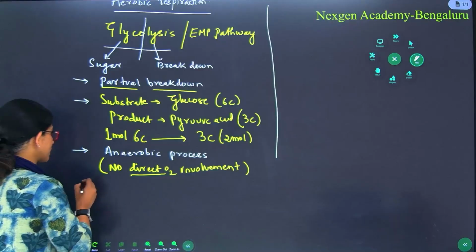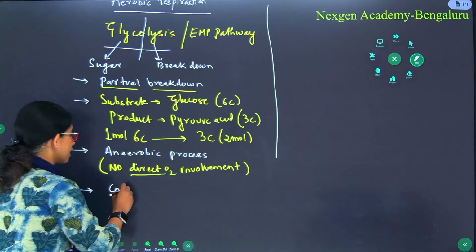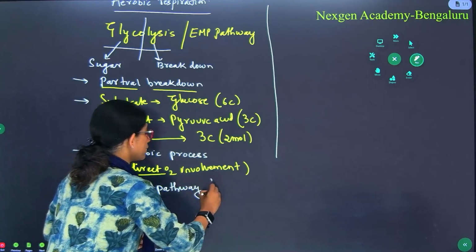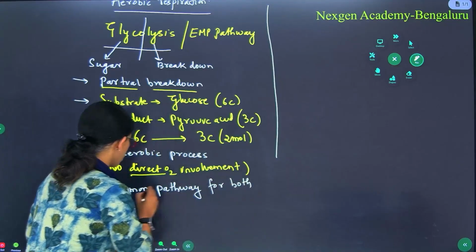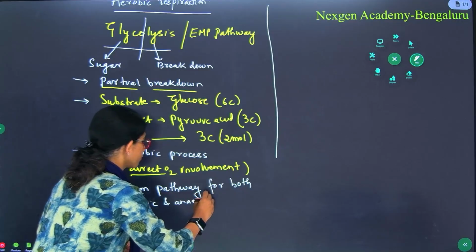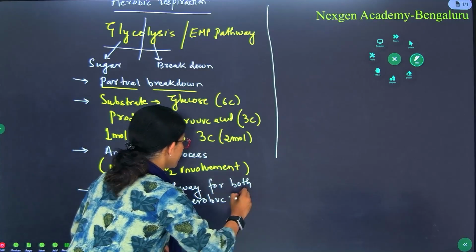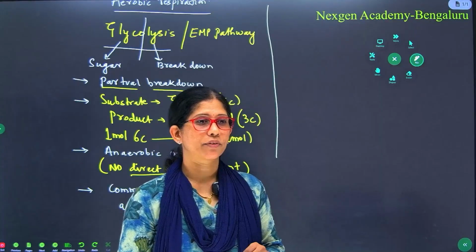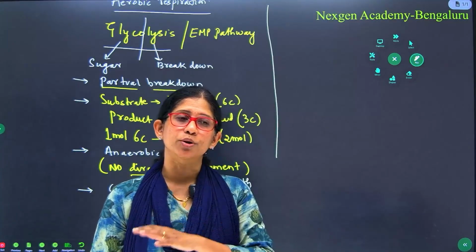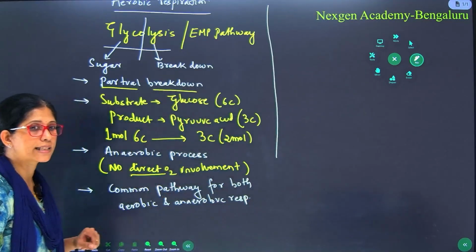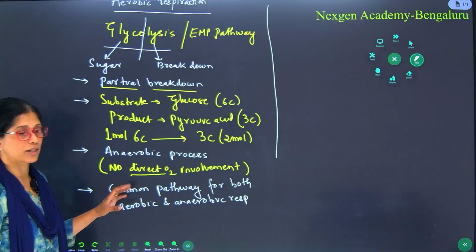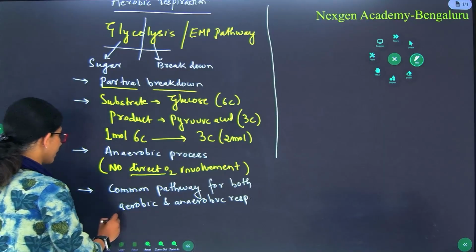Now, another important point here: it is a common pathway for both aerobic and anaerobic respiration. So whether we are talking about aerobic respiration or anaerobic respiration, glycolysis is an important part of both. That is the reason I am saying it's a common pathway for both aerobic as well as anaerobic respiration.